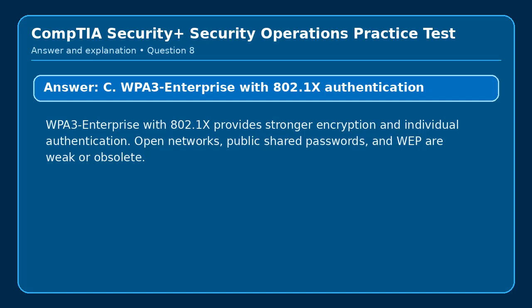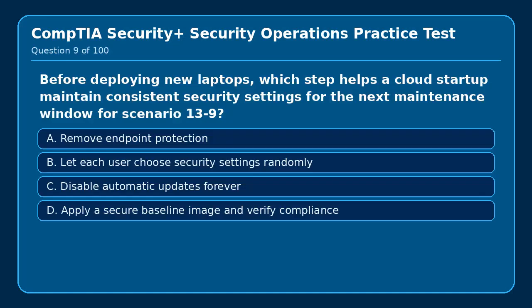Question 9. Before deploying new laptops, which step helps a cloud startup maintain consistent security settings for the next maintenance window for scenario 139? A. Remove endpoint protection. B. Let each user choose security settings randomly. C. Disable automatic updates forever. D. Apply a secure baseline image and verify compliance.